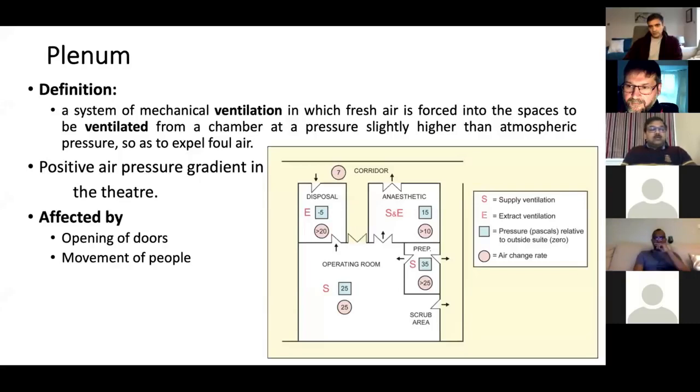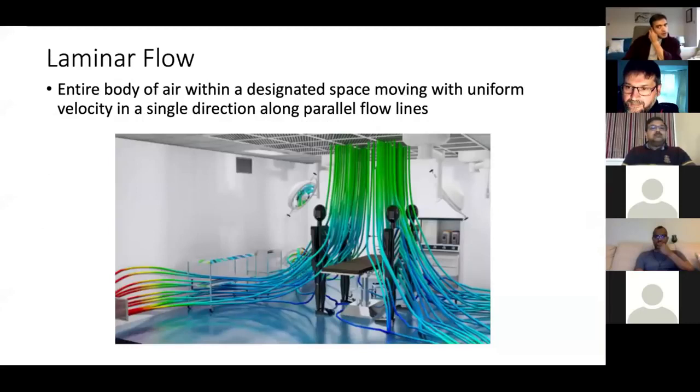Now, this positive pressure gradient is affected by opening of the doors, and it also depends on the size of the doors which are open. So when bigger doors are open, the pressure gradient drops, and it can allow some mixing of the air.